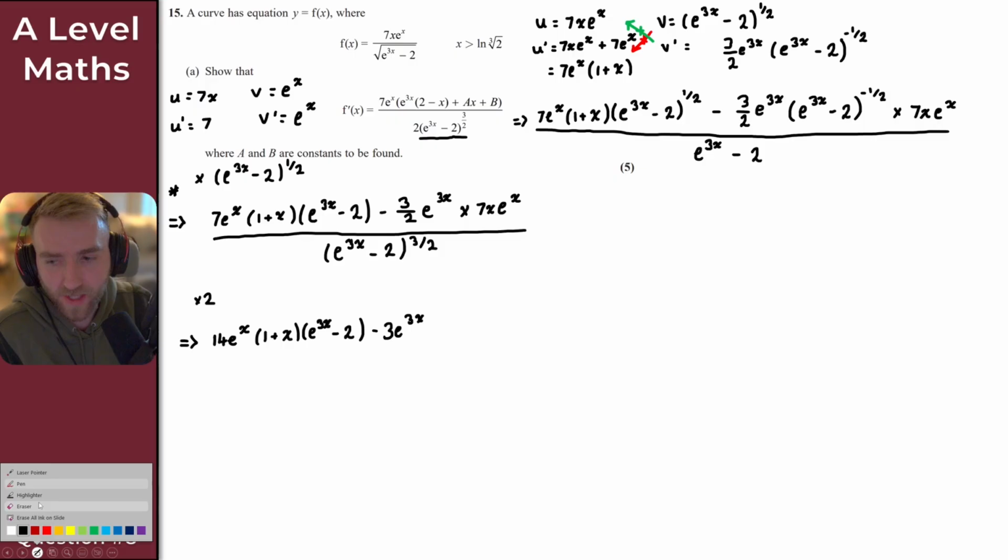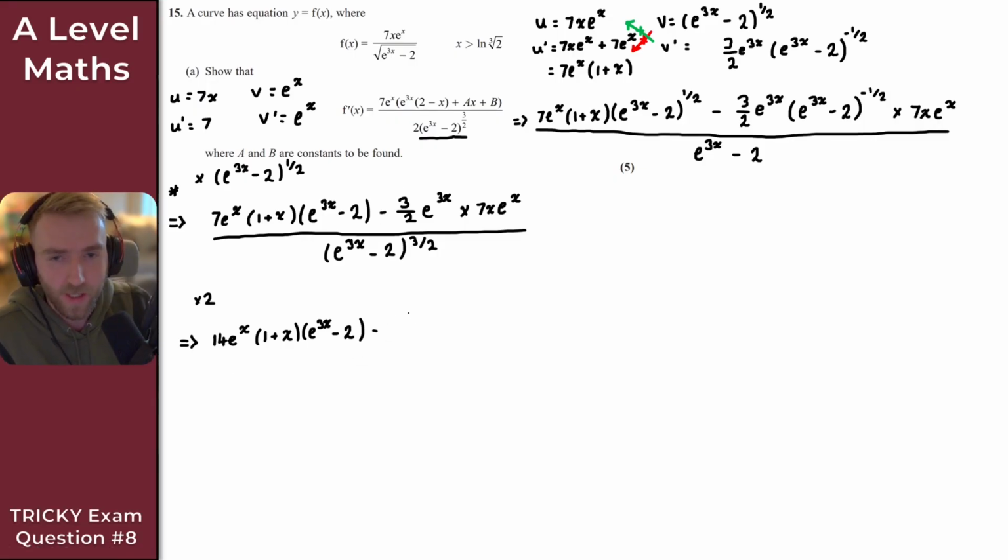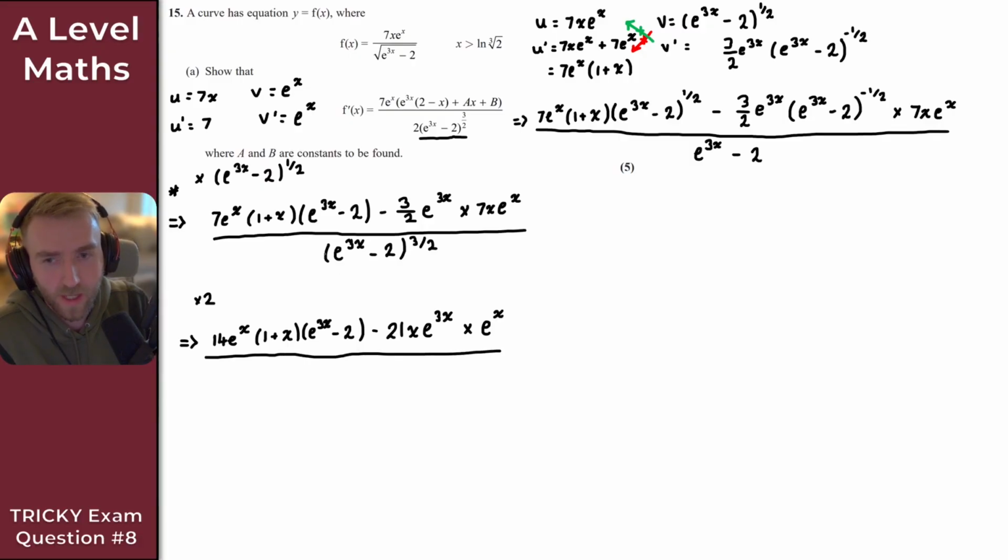So just to save me writing this all out again, what we get here is minus 21x e to the 3x times e to the x, just like this, and that's all over e to the 3x minus 2, all to the power of 3 over 2. There's way too many powers for this question. E to the 3x minus 2, all to the power of 3 over 2, just like that.